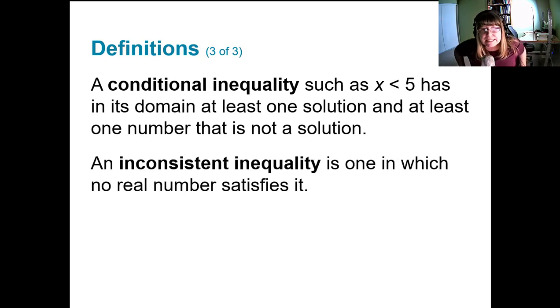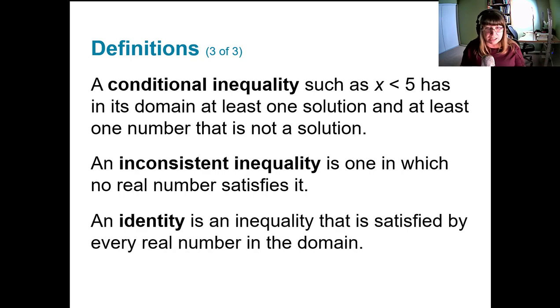An inconsistent inequality is one which no real number satisfies. You would get a result after you do the math, something like 2 is less than 1, and all the variables drop out. Well, that's an inconsistent inequality because there's no value of x that can force that to be true. And then an identity is an inequality that is satisfied by any value of x. You can throw any value in there and you're still going to get something like 2 is less than 4. And that is always true no matter what x is. The x's kind of drop out in that sense.